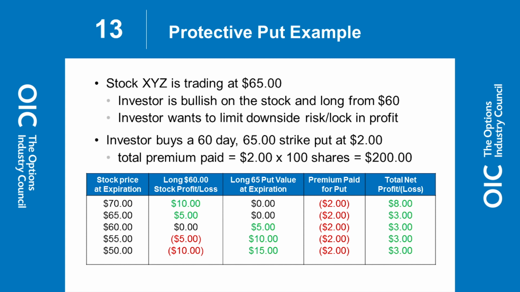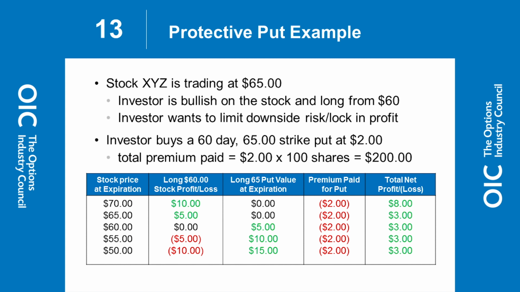We're going to buy a 65 strike put, and it's costing us $2. Now, when we say $2, in the real world, an option contract represents 100 shares of stock, so that is $200 of our investment. So we own the stock from 60. It's currently trading at 65. We buy a 65 strike put, which gives us the right to sell those shares at $65.